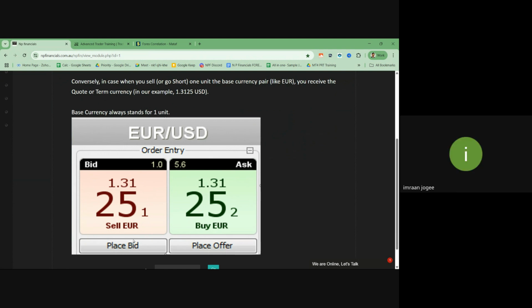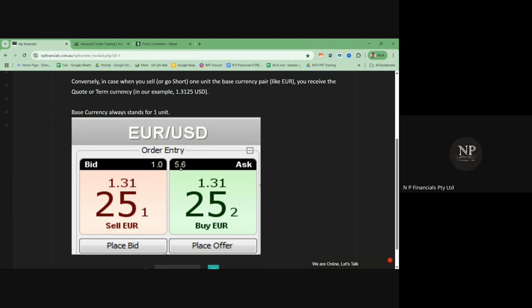I thought bid was to buy. No, bid is sell. In foreign exchange, it is sell. And ask is buy, which is also known as offer. So you can say bid and ask, or sell and buy, or bid and offer. You cannot say ask and offer because they are the same.